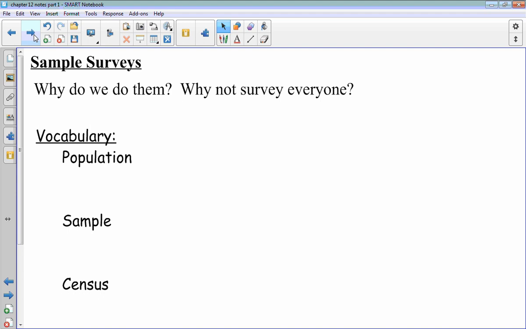There is one thing that the United States does every 10 years that we try to collect data on every single person in the United States. It's called a census. But what is a census? It's where we try to collect data on the entire population. Is what the U.S. Census Bureau does truly a census? No. Why not? They don't send those home.